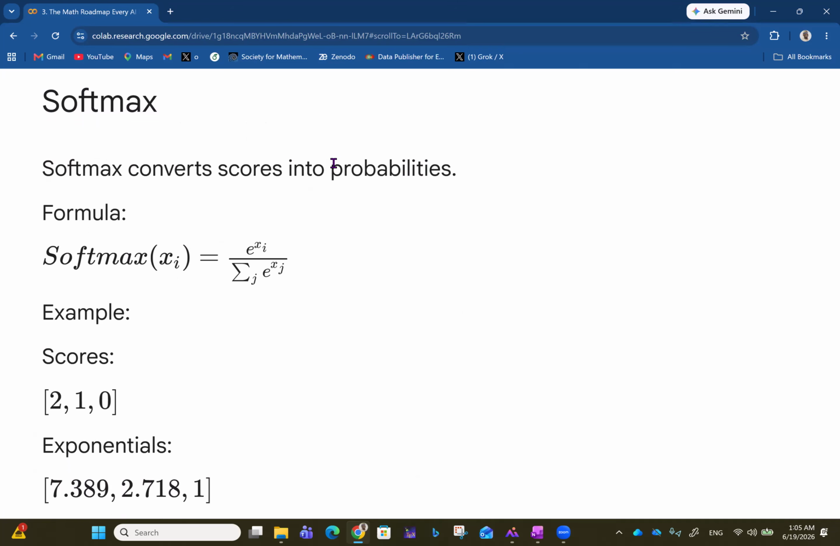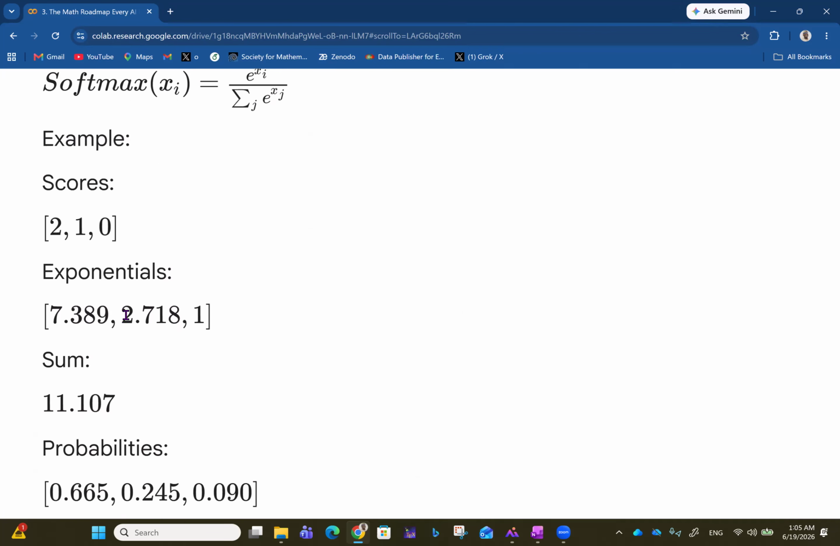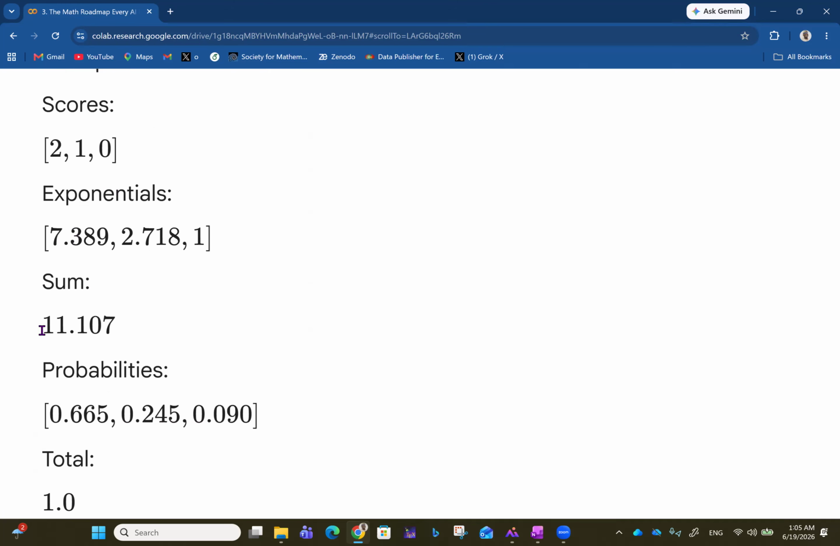Now, softmax converts scores into probabilities. The formula for softmax is e raised to the power x_i, over the summation across j of e raised to the power x_j. Example: you have scores 2, 1, 0, and you have the exponentials. e raised to the power 2 is 7.389, e raised to the power 1 is 2.718, e raised to the power 0 is 1. So that's e^x_i for each of them: e^2, e^1, e^0. And the sum of all of this, if you add it up, is 11.107.